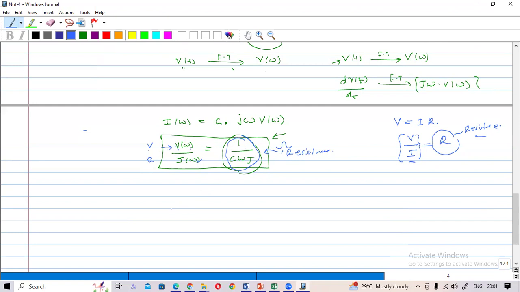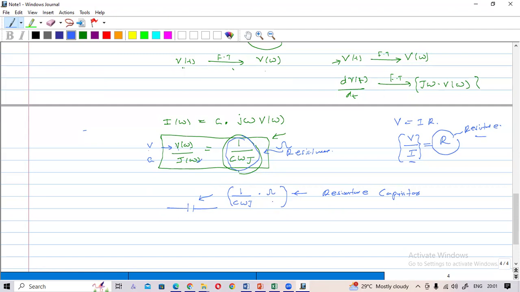Okay. So if we have a capacitor like this, this is the resistance created by the capacitor, no? That is 1 over C omega j measured in ohm. Okay. So this is the resistance created by the capacitor. That is measured in ohm.